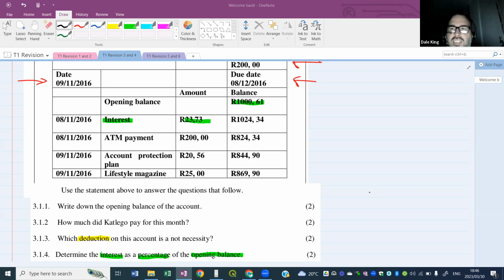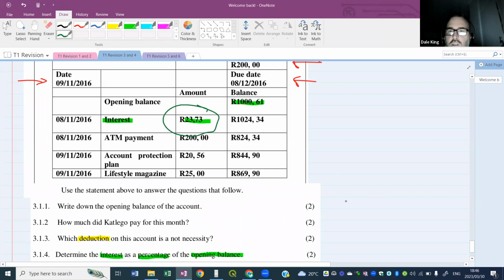I'm still busy with it because it's giving me some trouble. Okay, do you want me to help you a little bit? Yes. Okay, let's read it again. It says at the bottom, determine the interest. Now what interest are we talking about? I'm going to highlight it again. It's this value here. Determine that value as a percentage.